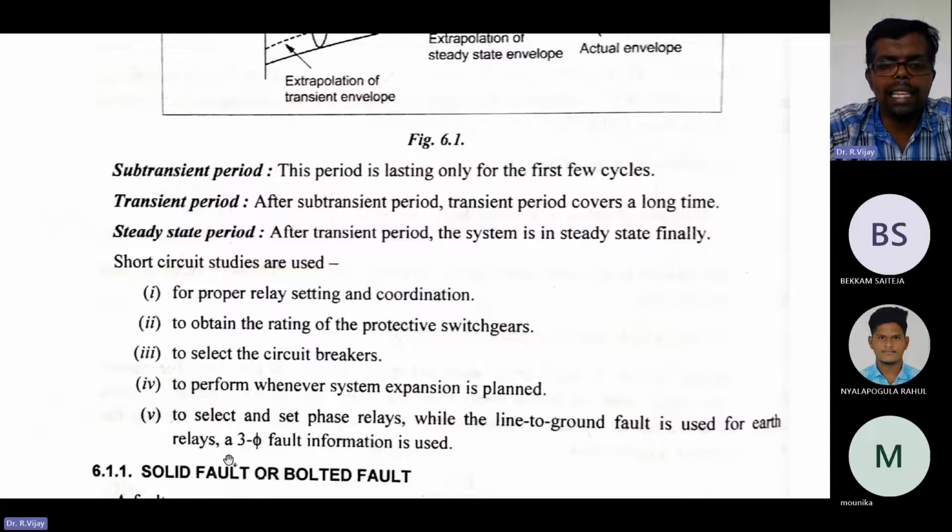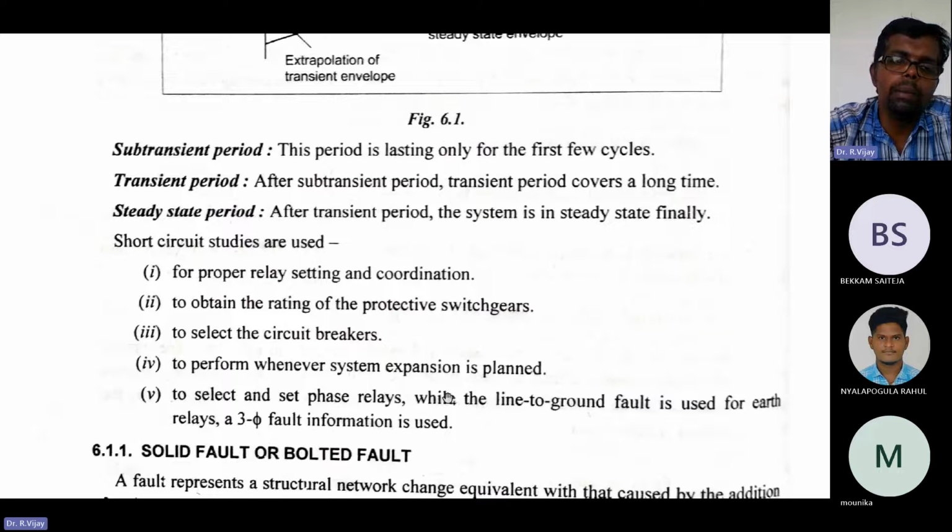Next, to select and set phase relays, three-phase fault information is used, while line to ground fault is used for earth relays. So to select and set these relays, and also line to ground fault is used for earth relays. You need to install the earth relays for the line to ground fault, and the three-phase fault information also will be used for setting all these relays.